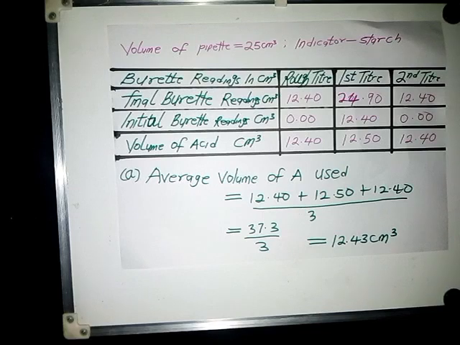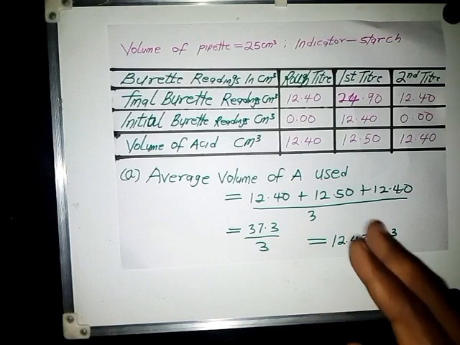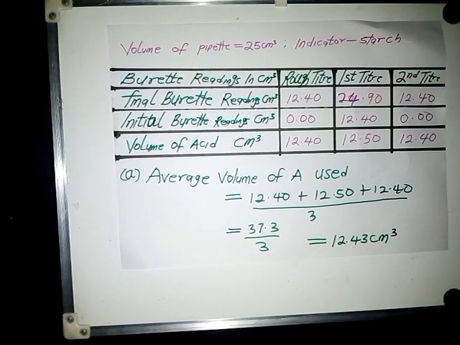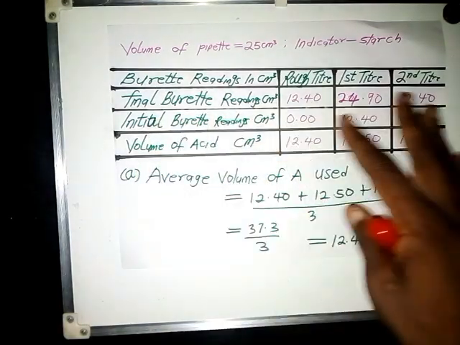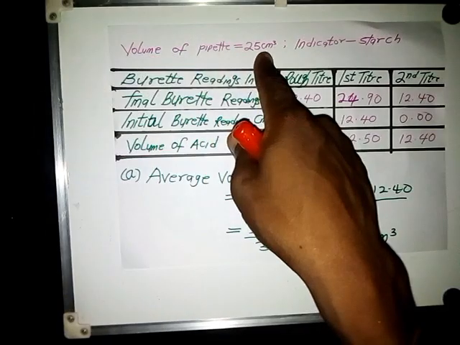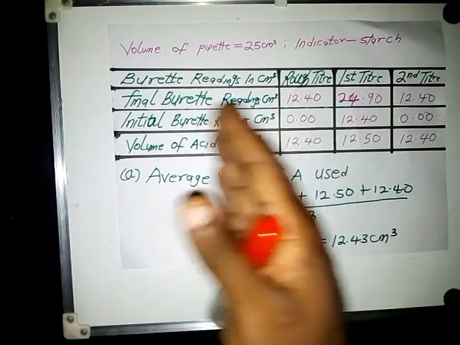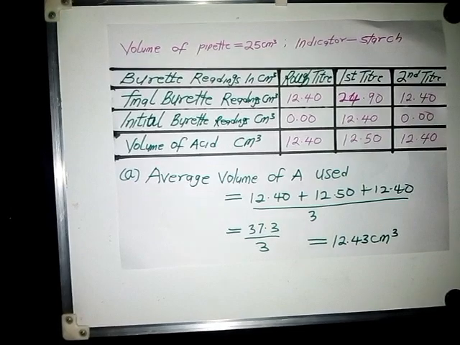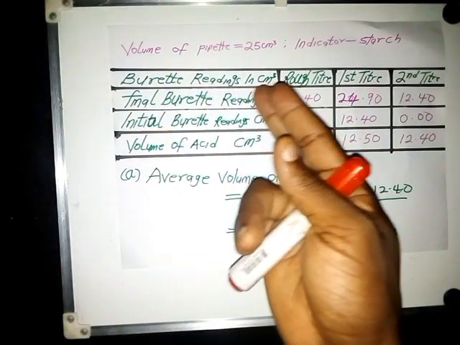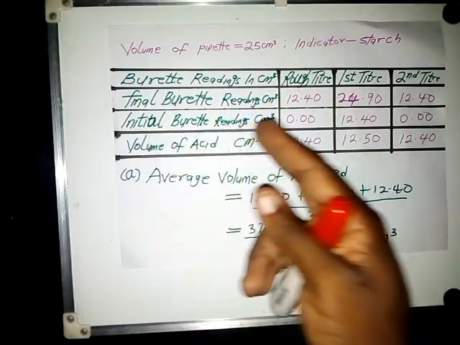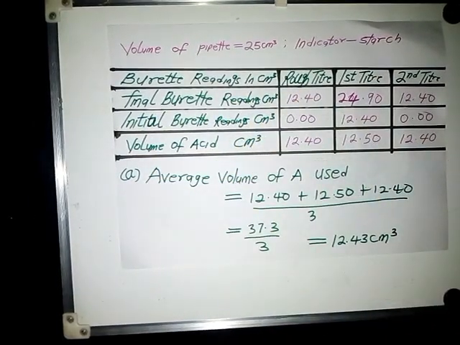So from here, you can see that I've drawn out the table. Remember, I didn't carry out this experiment or the titration. I'm just using these values to explain that question and solve the questions I was given. When you're drawing your table, as usual, you know how to draw a table. But the way I would like to do mine, after drawing the table, I will put the volume of the pipette, 25 cm3. Then the indicator you are using is starch. Then first, second, you can do third. Then burette readings in cm3: final burette readings, initial burette readings, all in cm3. I think everybody knows this by now.